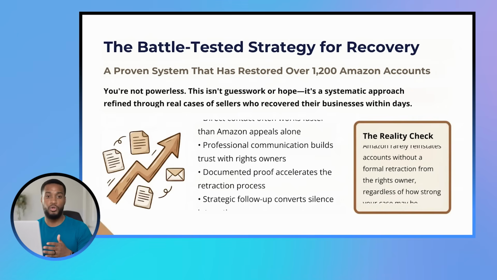It's a systematic approach. We've seen this refined through over 1,200 cases. Direct contact often works faster than Amazon appeals alone. If you don't use professional communication to build trust with rights owners, things can get very difficult very quickly.